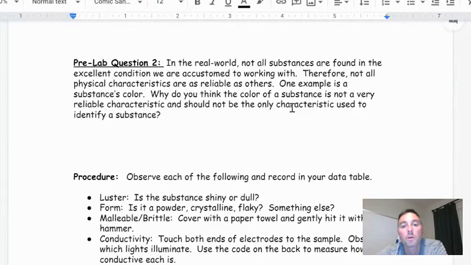In the real world, not all substances are found in excellent condition. Wah, wah. We are accustomed to working with. Therefore, not all physical characteristics are as reliable as others. One example is a substance's color. Why do you think color of a substance is not a very reliable characteristic and should not be the only characteristic used to identify a substance? So I got a couple ideas here. If it's rusty, it's going to look a different color. It's also going to change its properties because that's actually a chemical reaction. We can paint things, we can color things, we can add waxes to them like a crayon. Color is really easy to mess with.